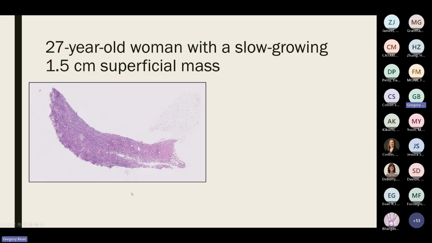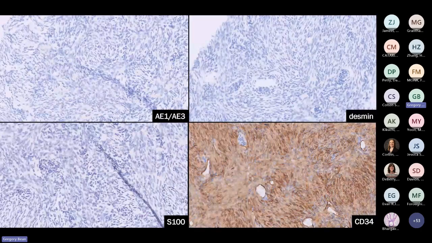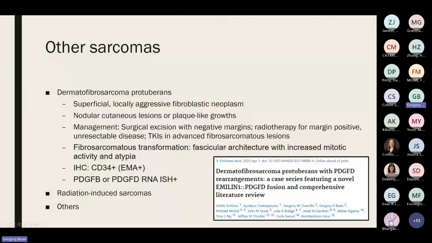Another case, a 27-year-old woman with a slow-growing superficial mass, looks like this, very cellular storiform growth. Here's the immunopanel, and this one is also CD34 positive. But with that characteristic, tightly packed storiform growth and superficial location, it brings to mind a certain diagnosis. This is a PDGFB RNA-ISH stain that helps to confirm the diagnosis.